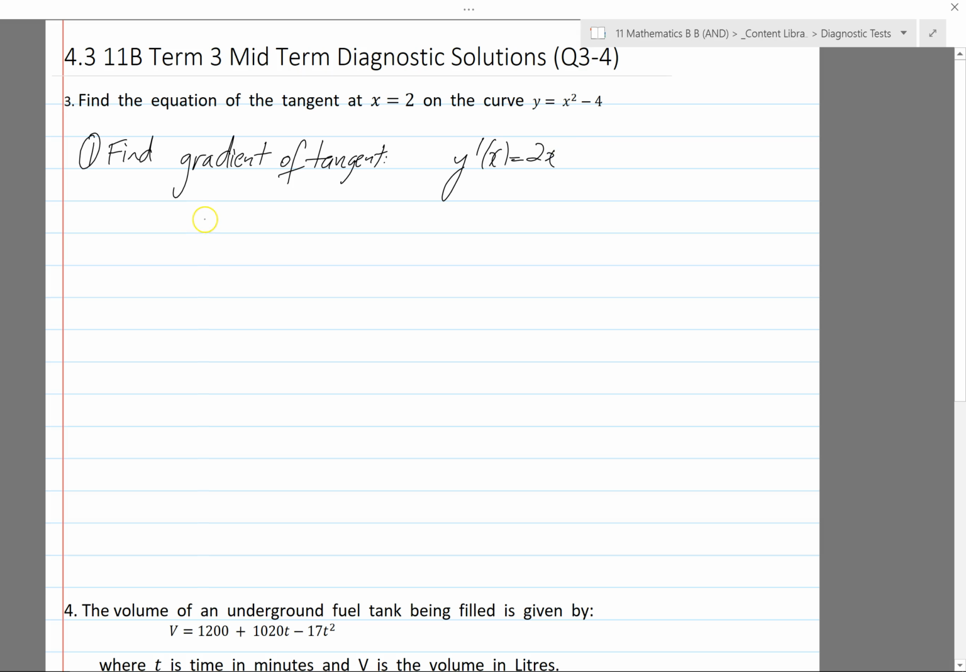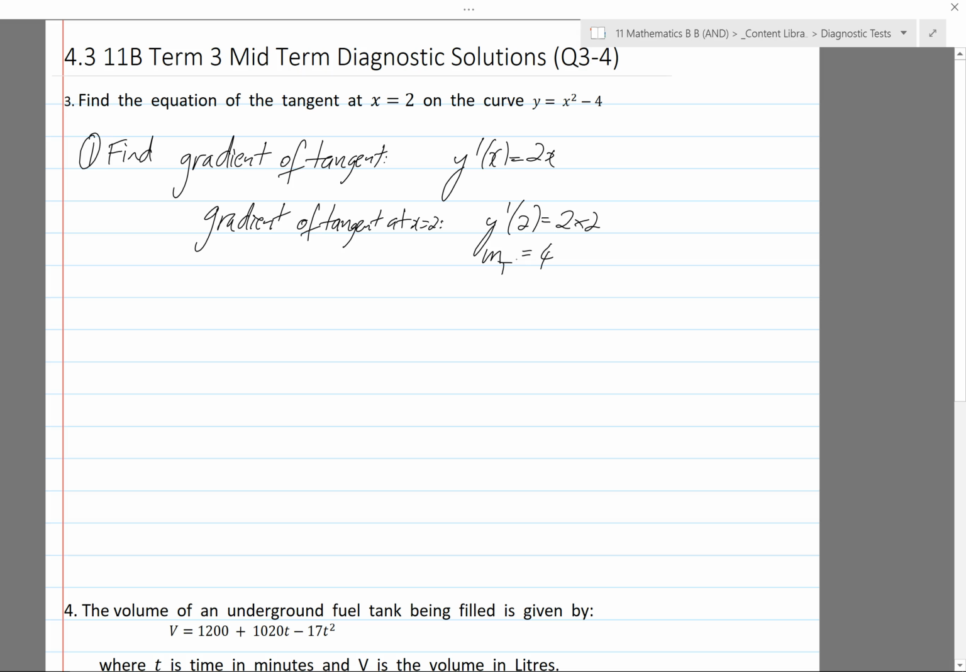Okay, the gradient of tangent at x equals 2 will be y dash of 2. So 2 times 2 will give me 4. So this is the gradient of my tangent.